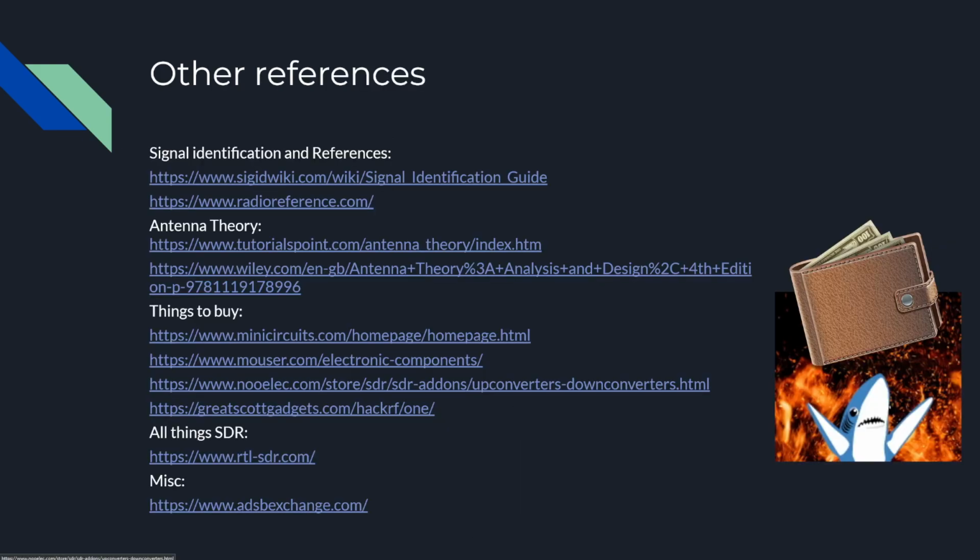If you're interested in just buying a whole bunch of stuff, NooElec has their up converters and down converters. I listed the HackRF One from Great Scott Gadgets. And then Mouser and Mini-Circuits, you can buy things like filters and other radio components from them. So I would highly recommend taking a look if you're trying to look for things like that.